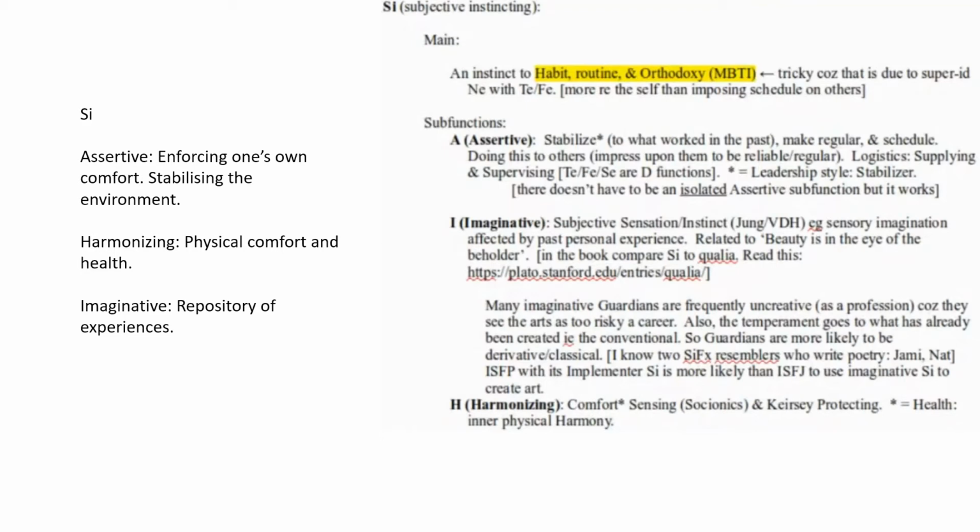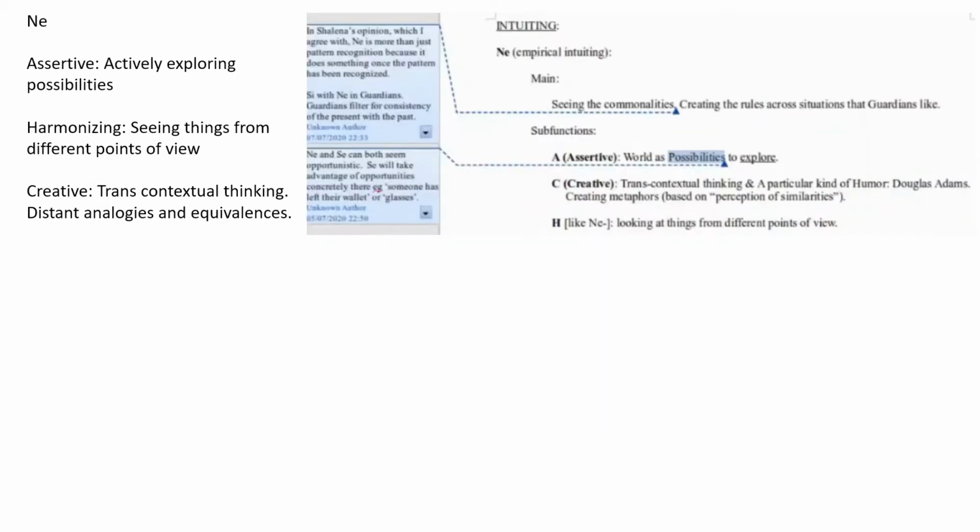And imaginative, having a repository of experiences. So SI, they remember exactly what that rotten apple tasted like and whatnot. They have a good memory, I suppose. So yeah. Okay, NE, actively exploring possibilities. I think that's a really concise way of putting it. Harmonizing, seeing things from different points of view. I like that as well. I think that fits.